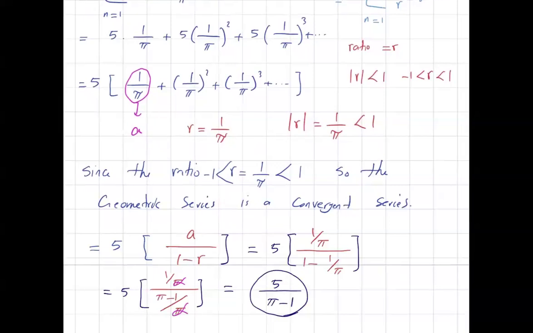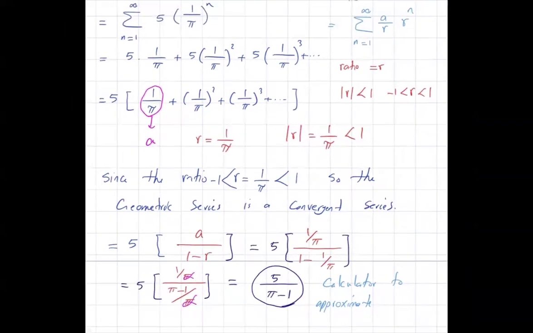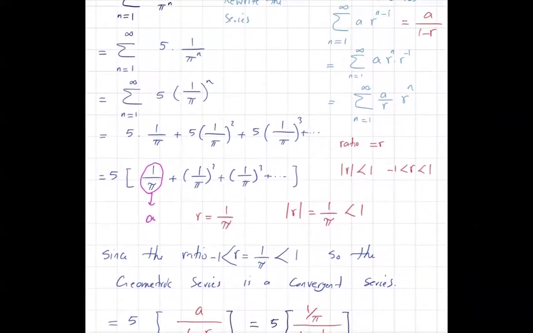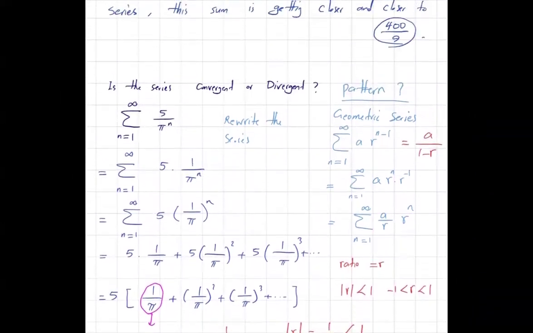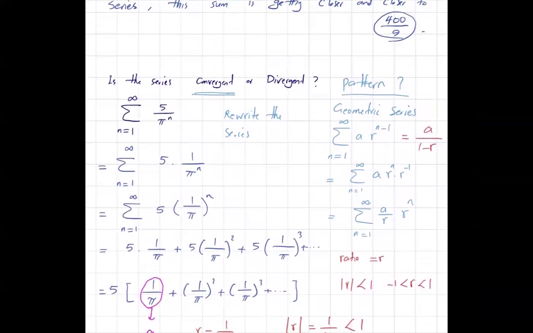You can see this number by using a calculator to approximate. But your geometric series is convergent to 5 divided by pi minus 1. So it is a convergent series.